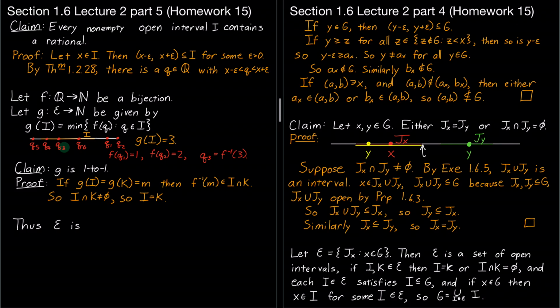Thus, our set E is countable, since g is a one-to-one function from E into the natural numbers, and if there's an injective function from a set to the natural numbers, then that set has to be countable. And we saw already that G is the union of all the intervals in E. So this completes the proof.